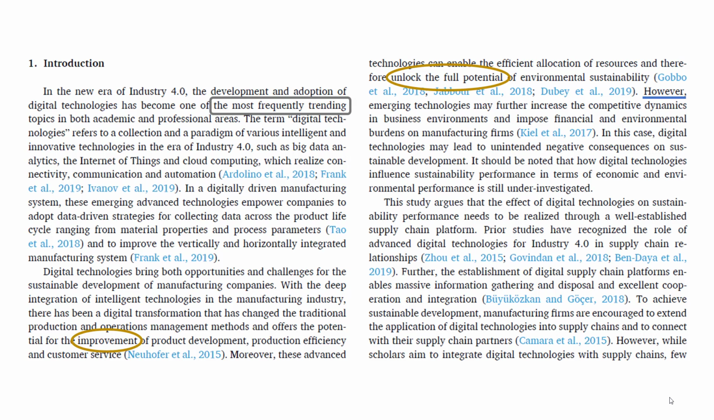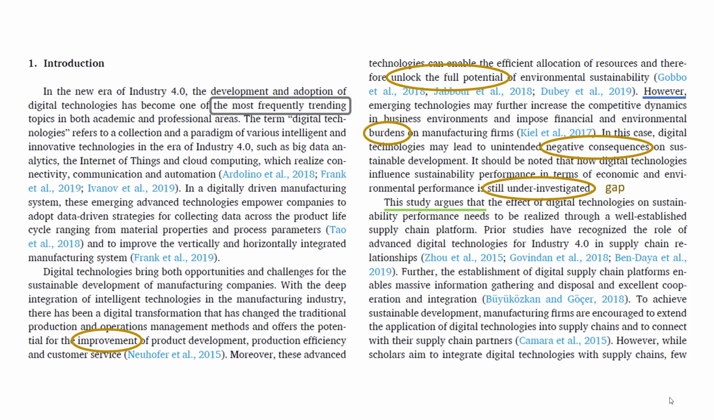However, there is a problem with Industry 4.0, and that is that it could create burdens on the manufacturing firms, either financial or environmental burdens, and it could have unintended negative consequences on sustainable development. So it's a good thing, but it could create burdens or have negative consequences. In addition, the relationship here is still under-investigated. So they're identifying a gap in the knowledge that we have about Industry 4.0 and how it's implemented.